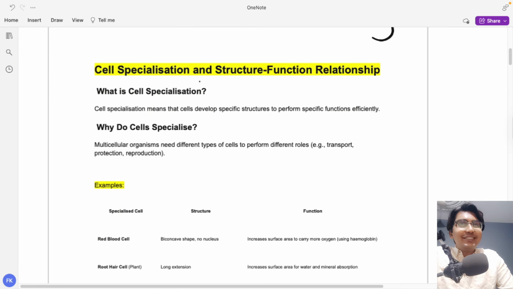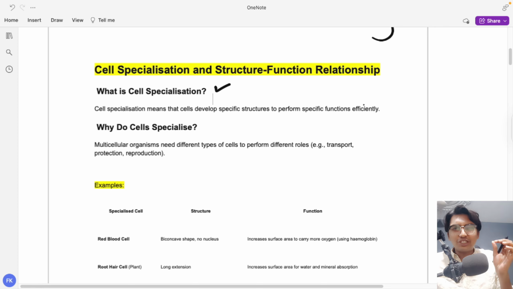So, what is cell specialization and structure function relationship? Let's look at the definition, okay? What is cell specialization? Cell specialization means that a cell develops a specific structure to perform a specific function efficiently.